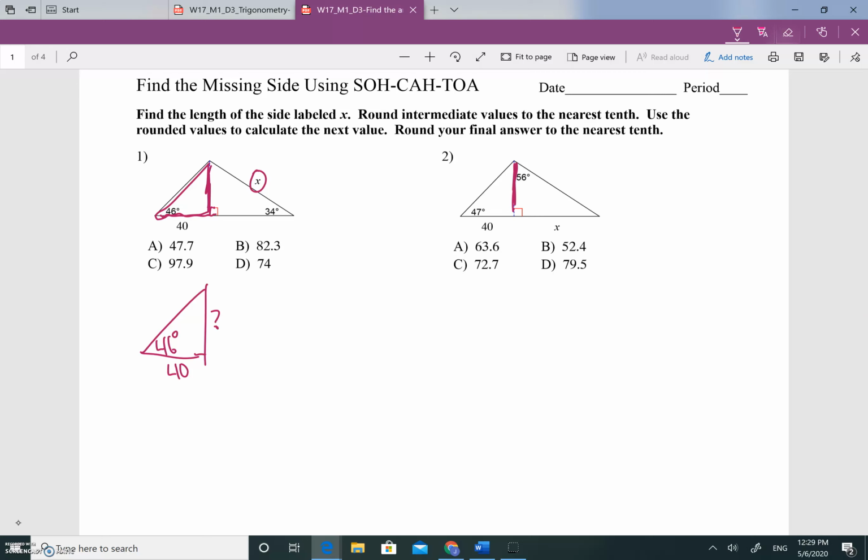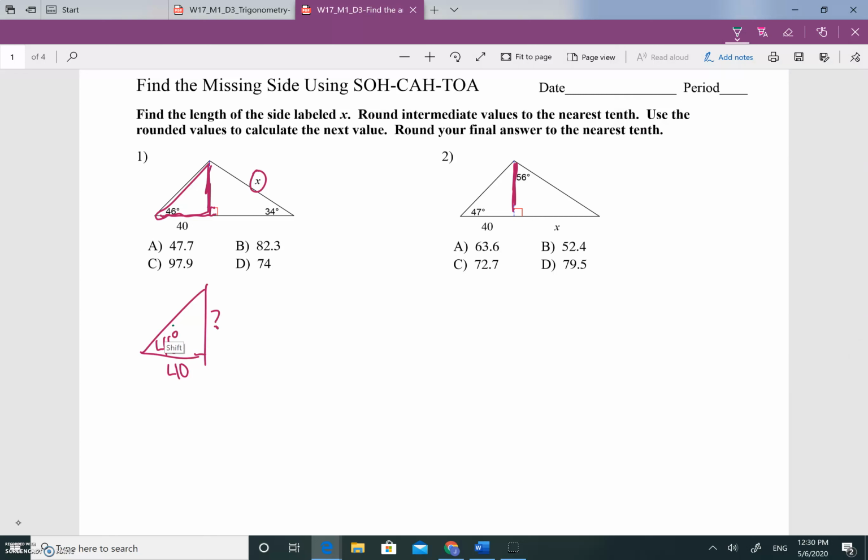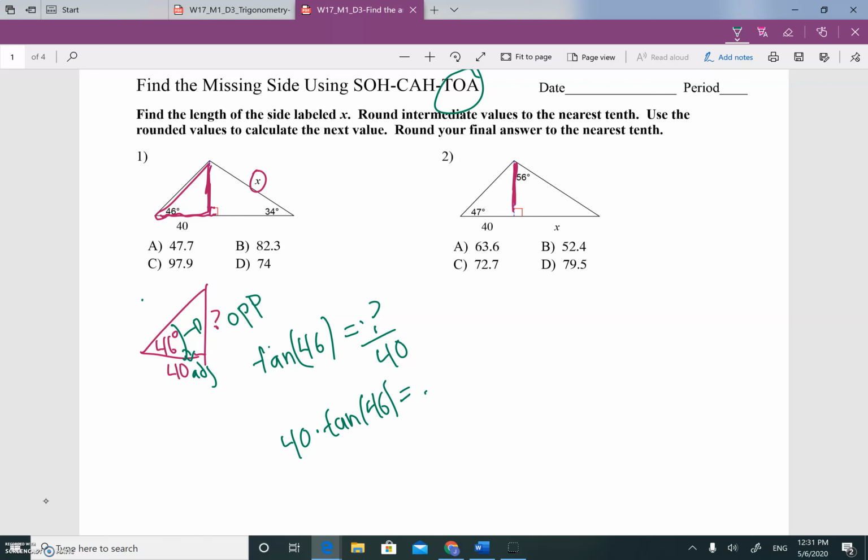Now I have to find the relationship. This is where you find whether you're going to be using sine, cosine, or tangent. So let's identify what we're going to use. In this case, this is going to be opposite, right? And therefore 40 has to be my adjacent. Since we're working with opposite and adjacent, that is going to be tangent. So tangent of 46 is equal to my opposite, which is the question mark, over 40. Therefore my question mark is 40 times tangent of 46, because I multiplied 40 on both sides.